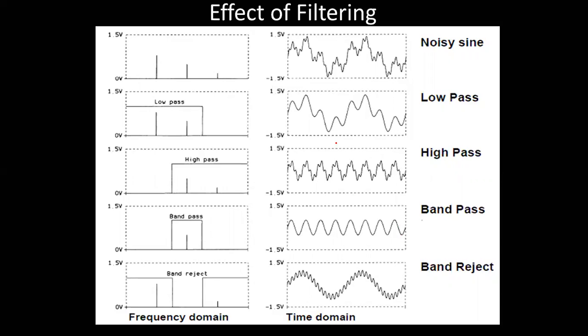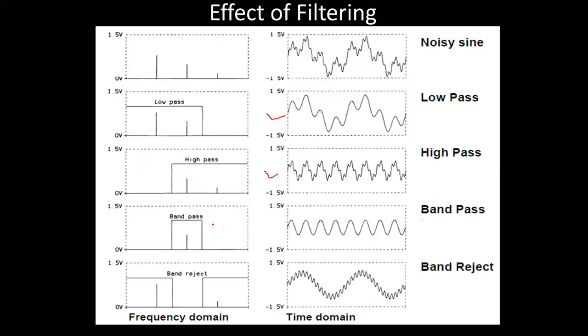Such a noisy sine wave signal passes through the low pass filter. We observe that the first two frequencies pass and the third frequency is rejected. We can see these waveforms at the output of the filter circuit. Same for the high pass: it passes the other two frequencies and rejects the first frequency.